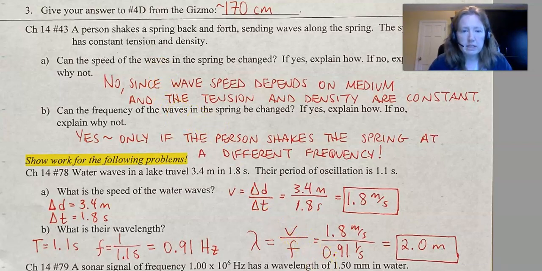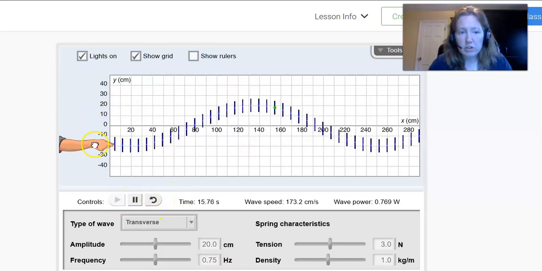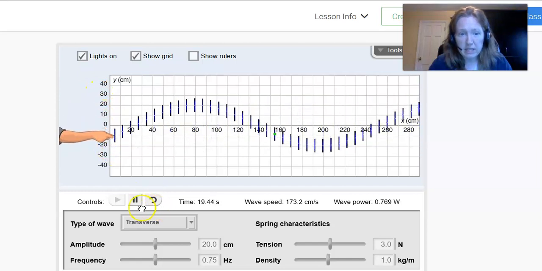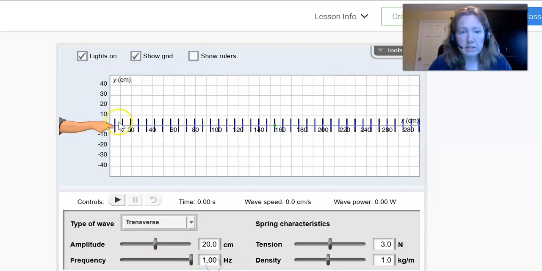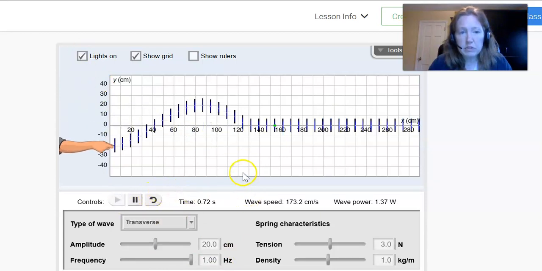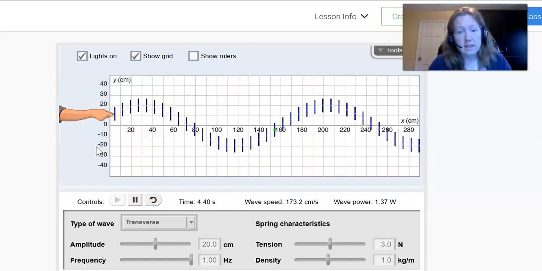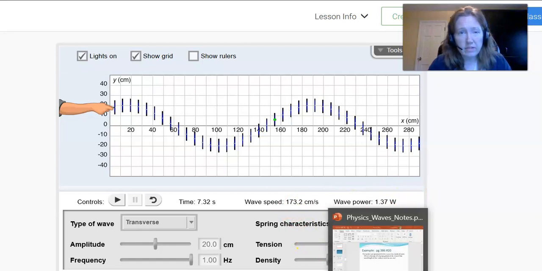So going back to the gizmo here, I'm not sure how well this will play for you, but they're controlling their shaking frequency. If I now make that bigger, then I should see that that person is shaking their hand up and down more often. That is the only way to change the frequency of the waves, okay, is at the source. That has to change at the source, and then after that, it never changes.